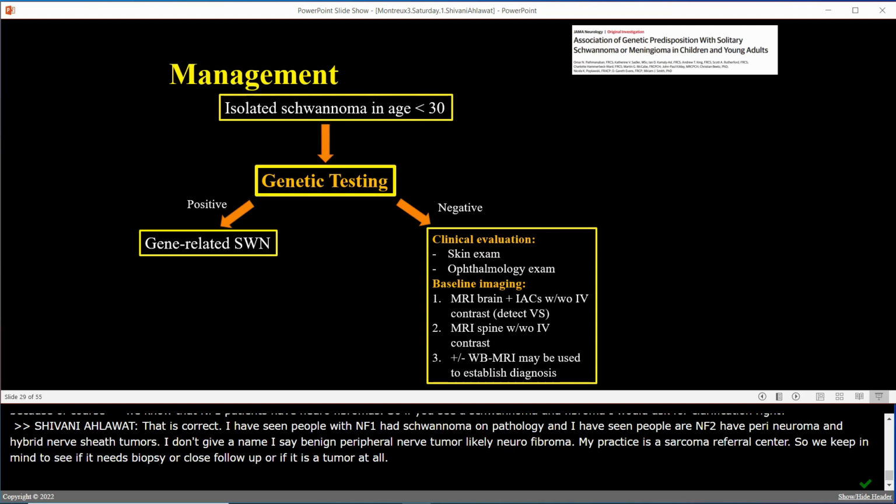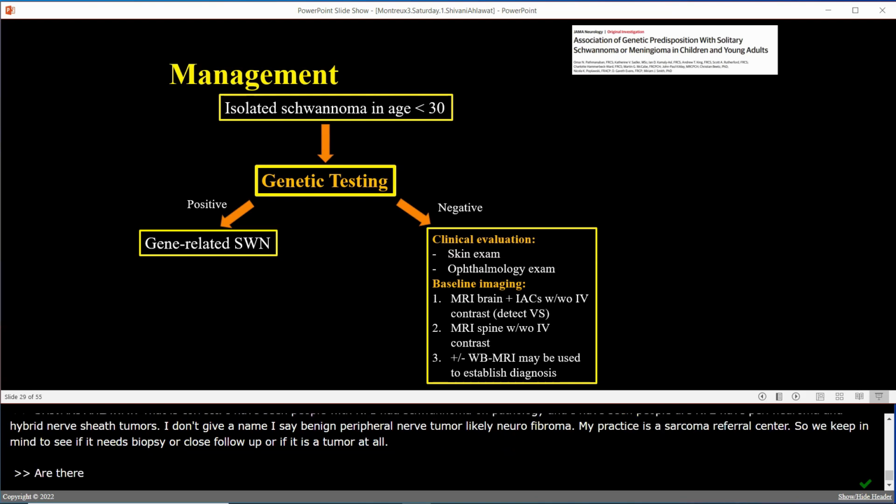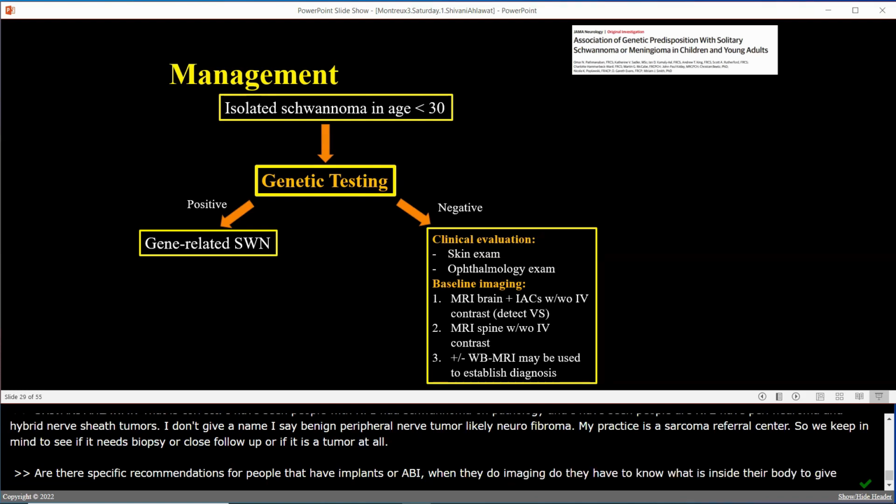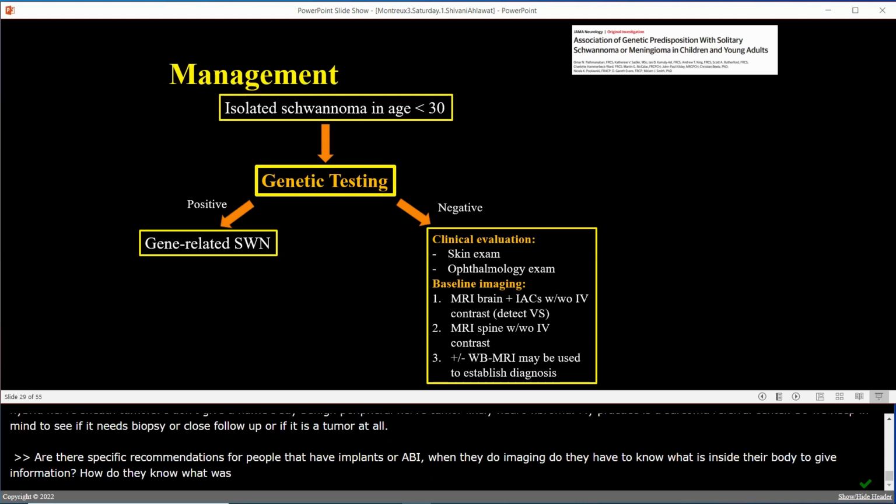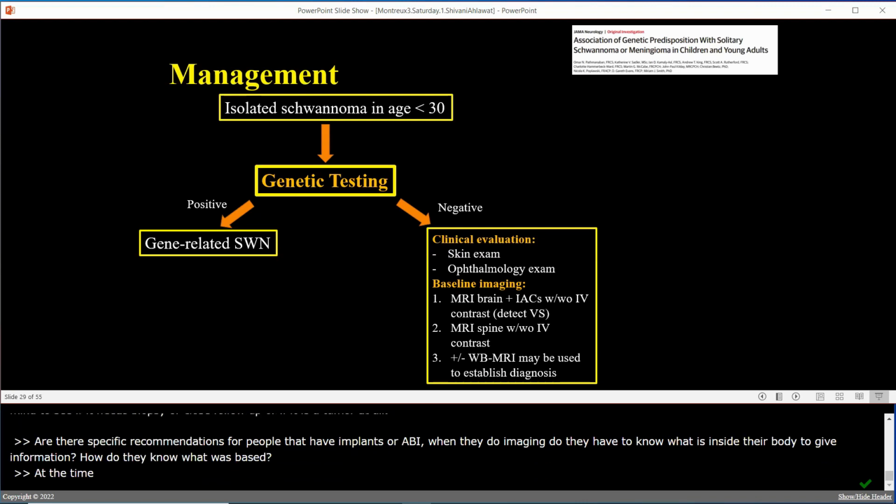Are there specific recommendations for people who have their implants, cochlear or an ABI, when they do imaging? Do they have to know what's inside their body to give information? How do they know what was placed? At the time of the surgery, they should give you a card, or we'll go as far back as looking into surgical notes to see what was placed.